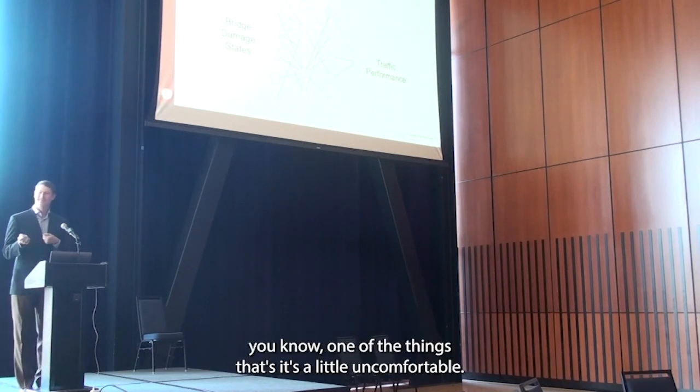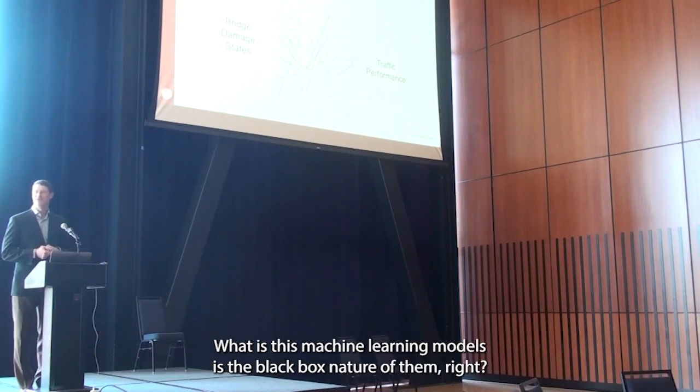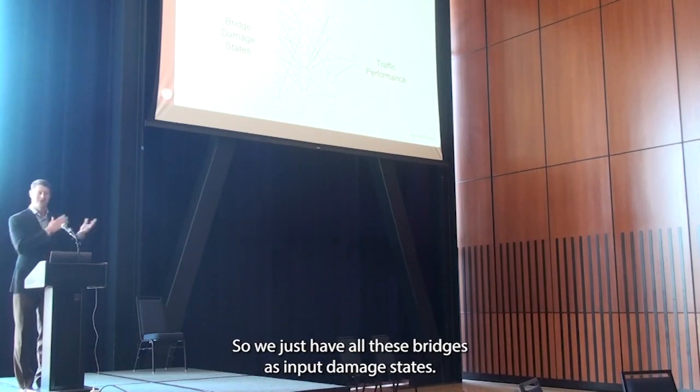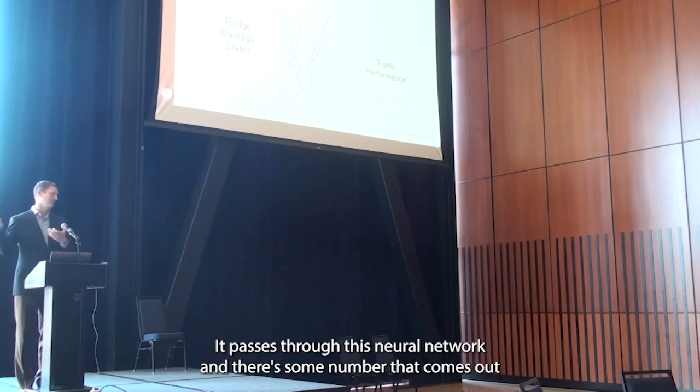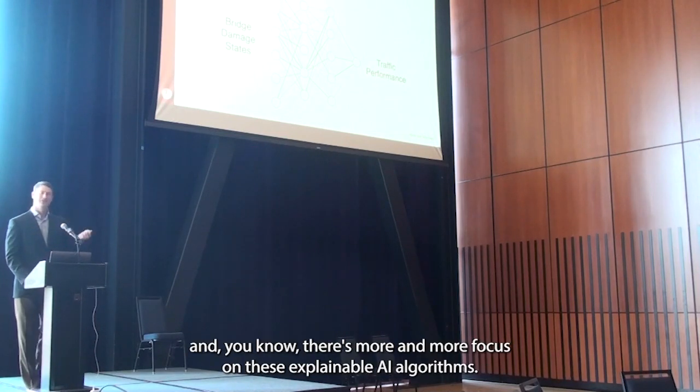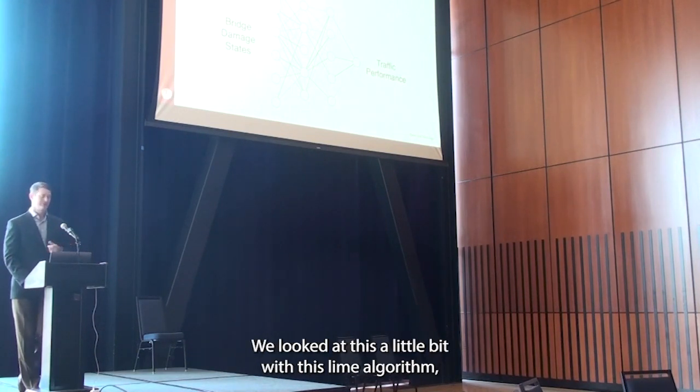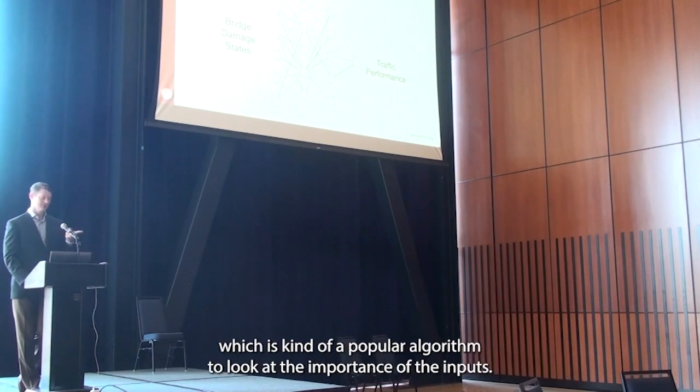One of the things that's a little uncomfortable with these machine learning models is the black box nature of them, right? So we just have all these bridges as input damage states that pass through this neural network, and there's some number that comes out. There's more and more focus on these explainable AI algorithms. We looked at this a little bit with this LIME algorithm, which is a popular algorithm to look at the importance of the inputs.